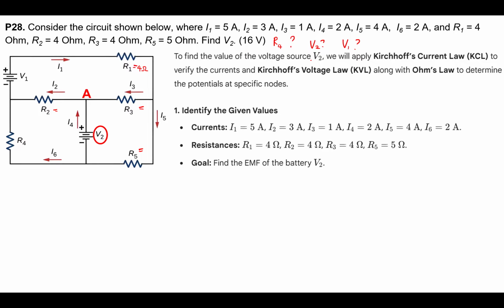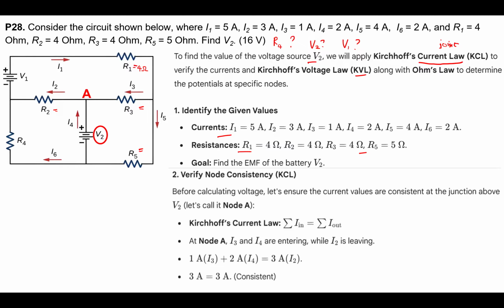To evaluate the voltage source V2, we applied Kirchhoff's current law, or junction law, and Kirchhoff's voltage law, KVL, along with Ohm's law, to determine the potentials at the specific nodes. All the currents and resistances are given, and we find the EMF of the battery V2. That's the goal.